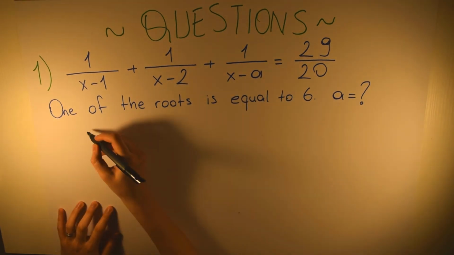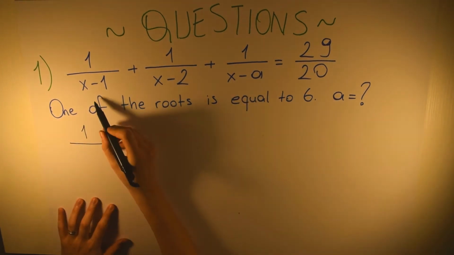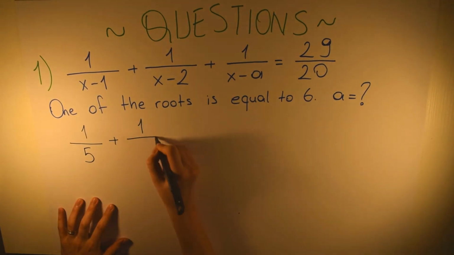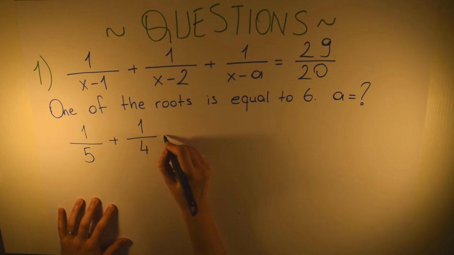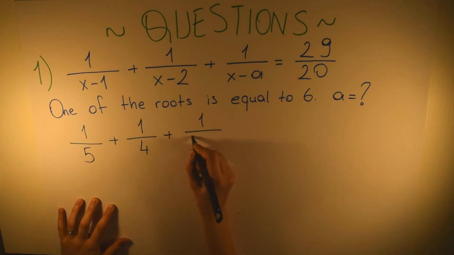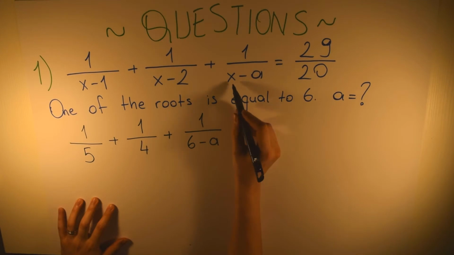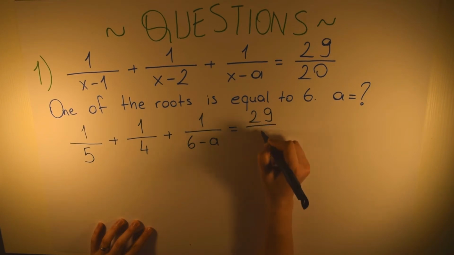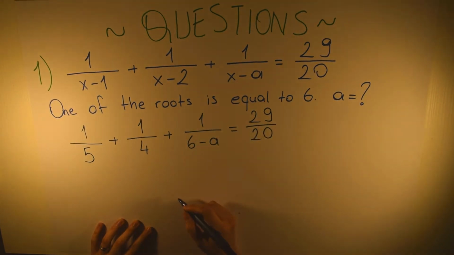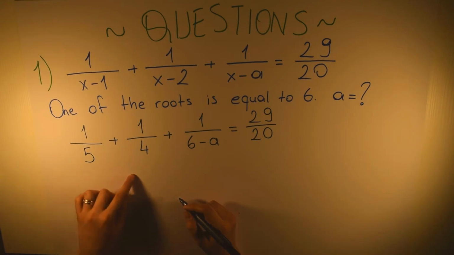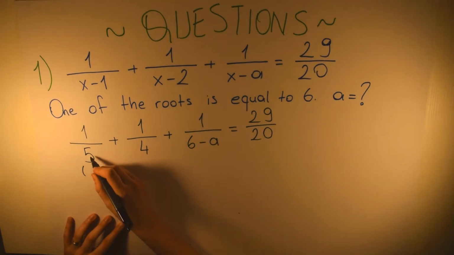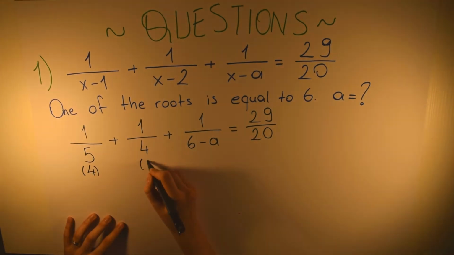So let's do that. When I put 6 instead of x, this is 1 over 5, right? Plus 1 over x minus 2, it's 6 minus 2 is equal to 4, plus 1 over 6 minus a, because I put 6 instead of x here. So this is equal to 29 over 20. So let's make this denominator equal to each other. So I have to multiply this one by 4 and this one by 5.